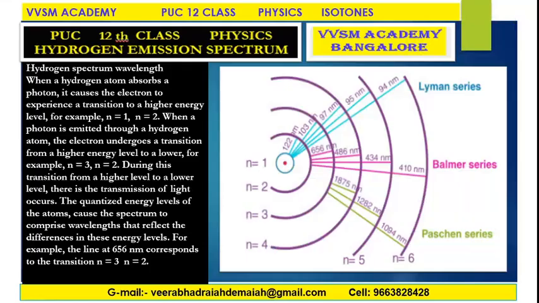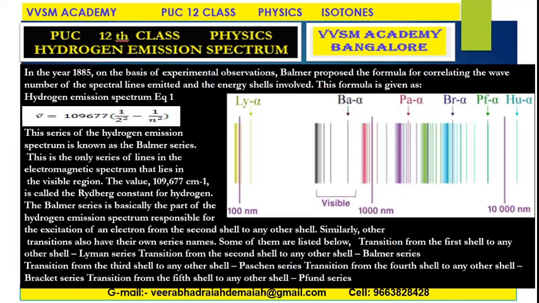Hydrogen spectrum wavelength. When a hydrogen atom emits a photon, the electron undergoes a transition from a higher energy level to a lower energy level. For example, n is equal to 1 and n is equal to 2: when a photon is emitted by the hydrogen atom, the electron undergoes a transition from higher energy to lower energy level. So nu is equal to 109677 multiplied by 1 by 2 square minus 1 by n square, which is the important relation for the formation of the Balmer series spectrum.